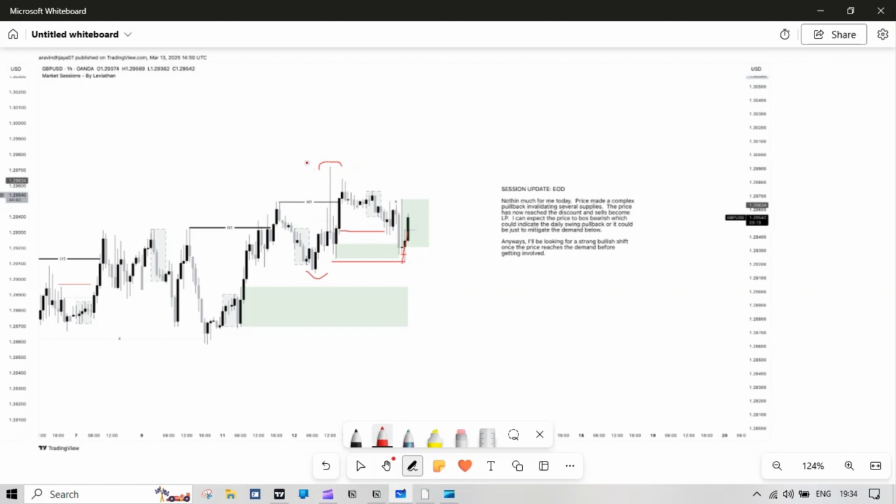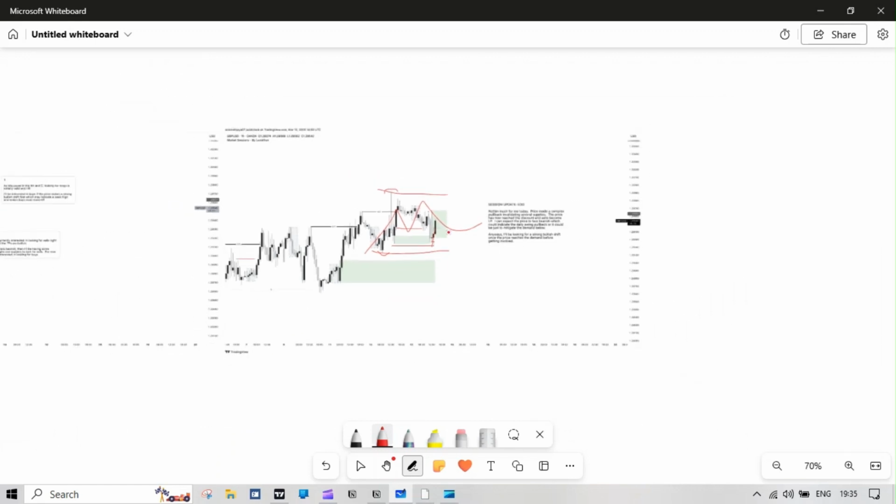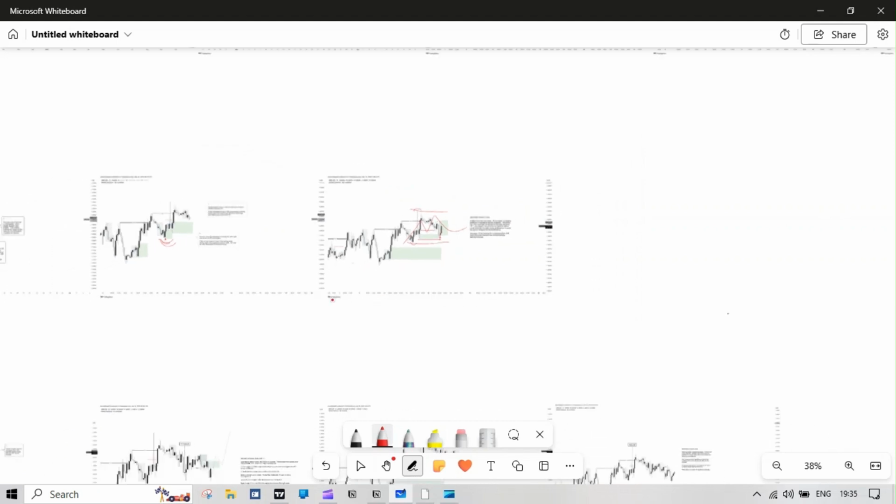Clearly, the price is range bound. You can see the price is range bound, so there is nothing much for me to analyze or get involved in. Okay, let's jump into the last day of this week.